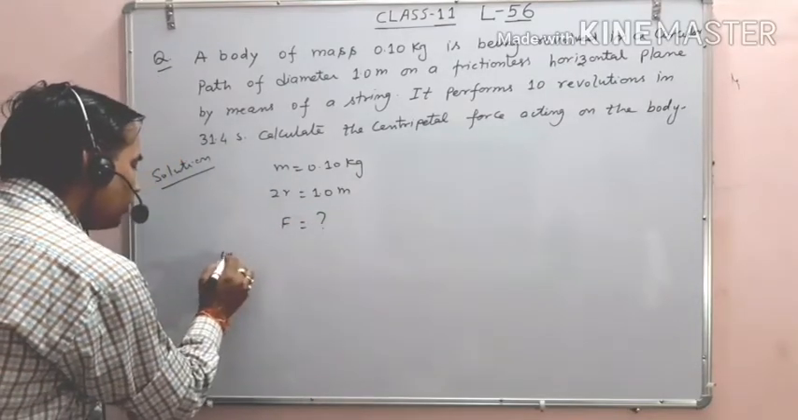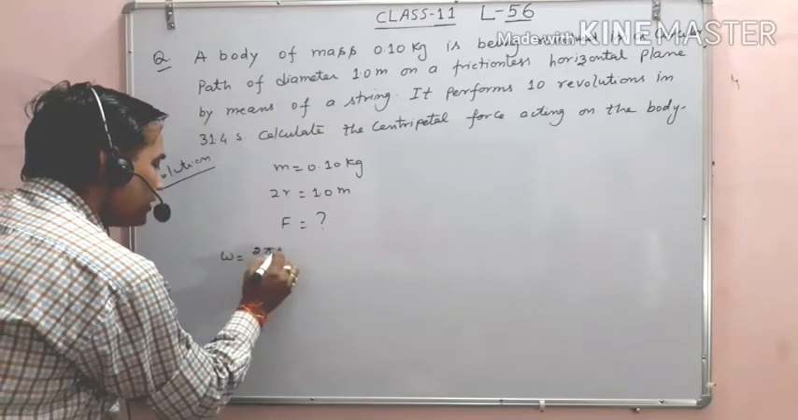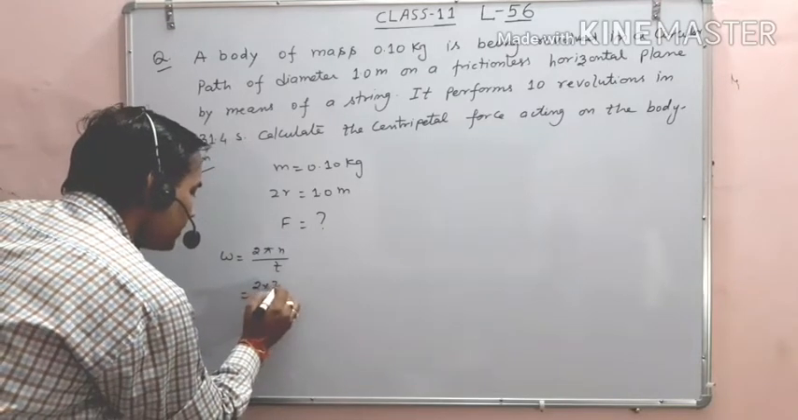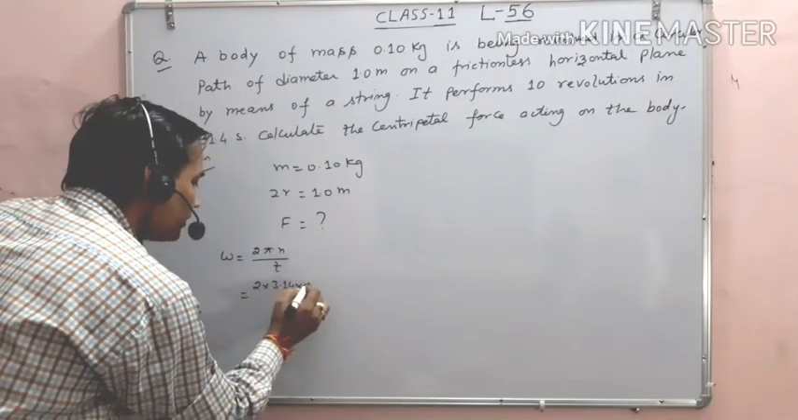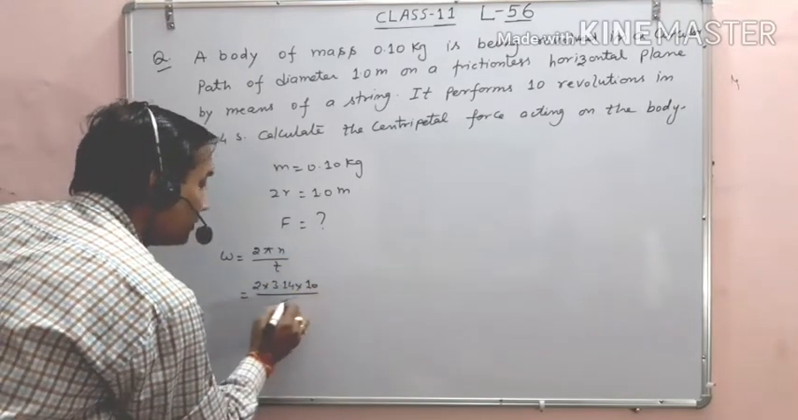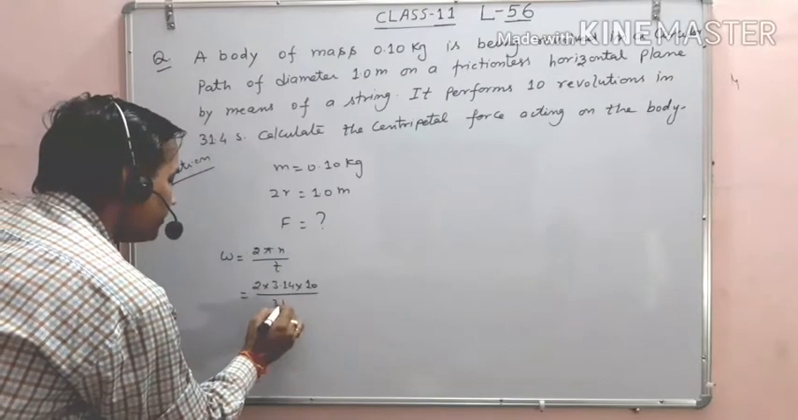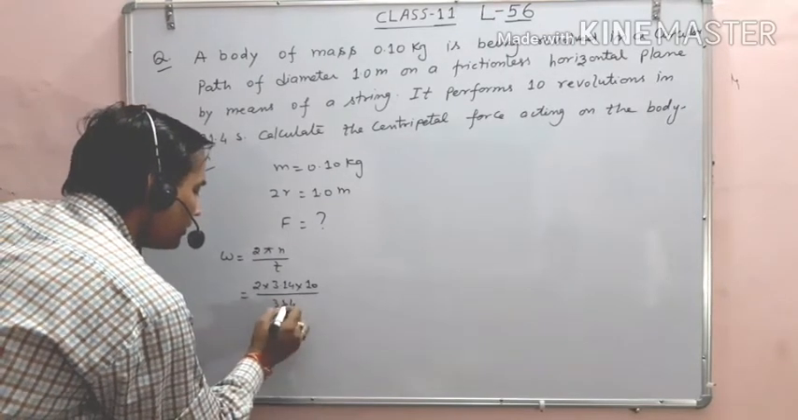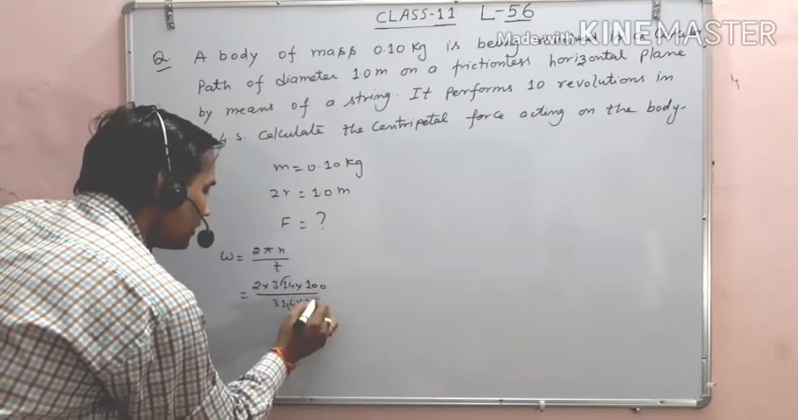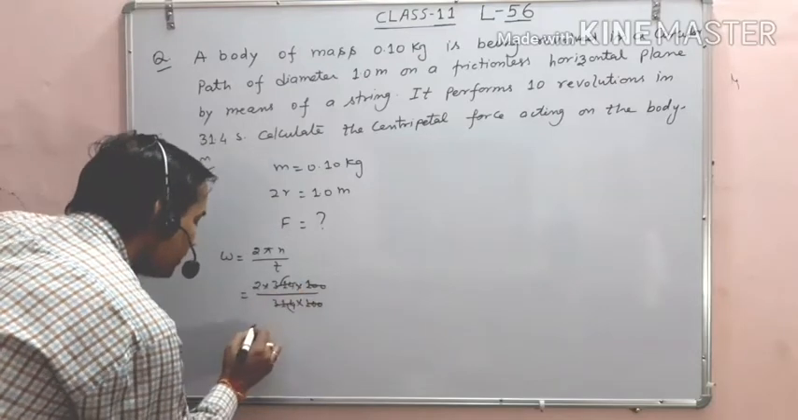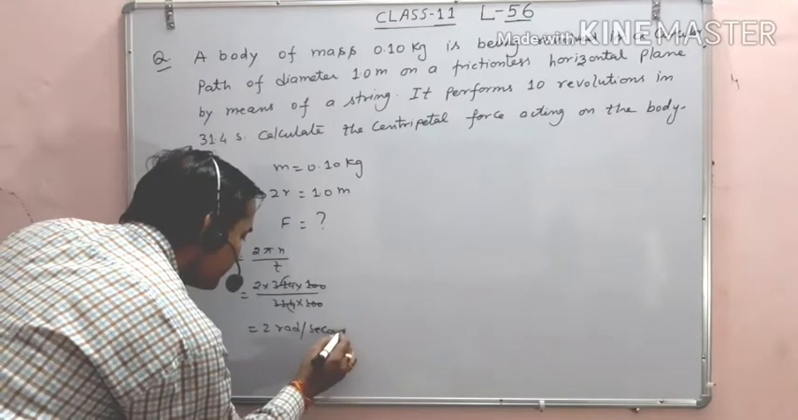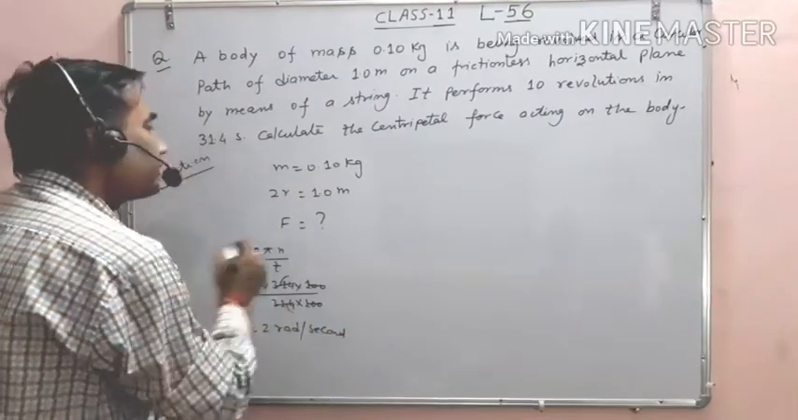So you know omega is equal to 2 pi n upon t. So here 2 pi means 3.14, and n is 10 revolutions in 31.4 seconds. Now the decimal cancels, and here 2 place, this cancels, this cancels, that is 2 radian per second. This is the angular velocity.